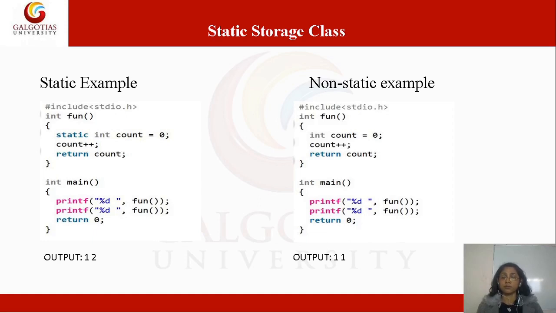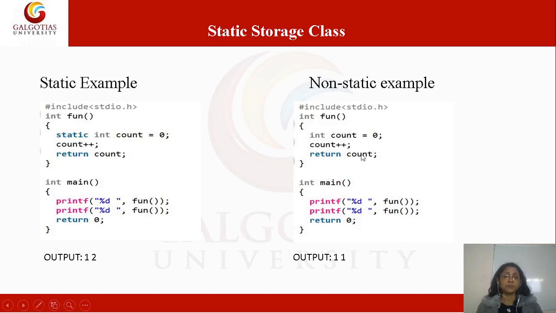So if a particular variable is made static, there will be one copy of that particular identifier, which will be shared by all the function invocations wherever the function is called.